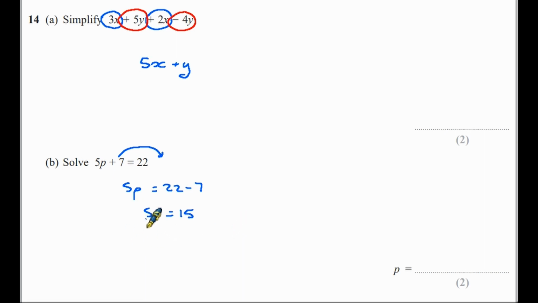I'm then going to move the 5 to the other side. At the moment, that 5 is a multiplier. If I move it to the other side, it becomes a divider. So I end up with p is 15 divided by 5. And 15 divided by 5 is 3.